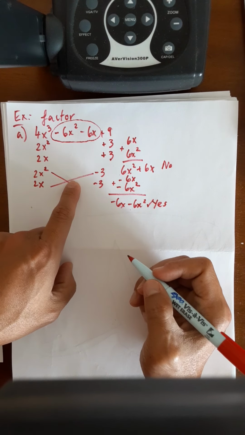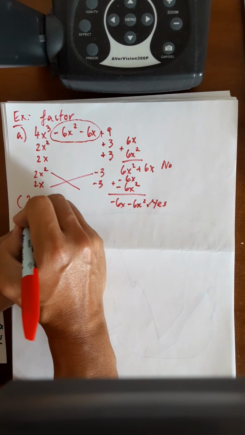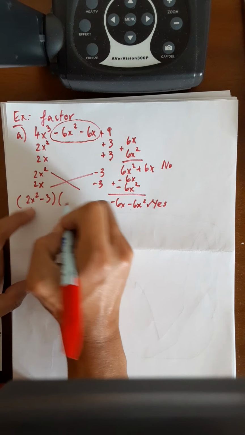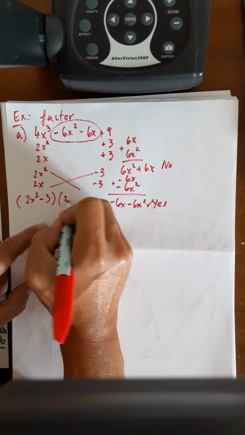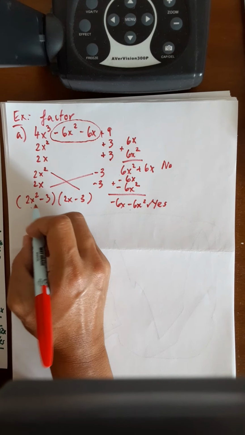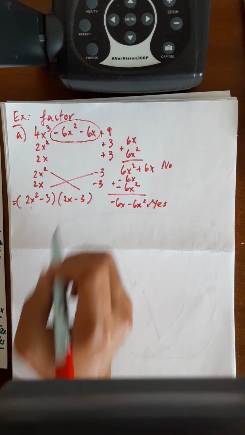If this is correct, then I can say 2x squared and negative 3 in the same line, group them together, and then 2x, negative 3 in the same line, group them together. So that's the answer.